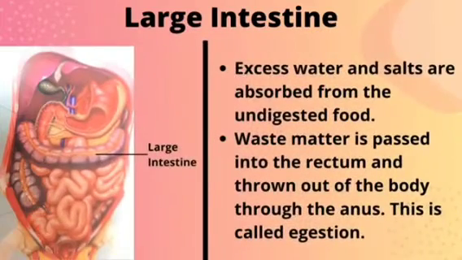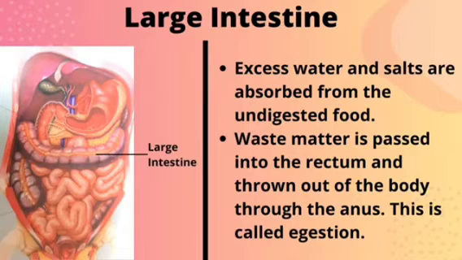Now what is the function of this large intestine? The undigested food, which is in a semi-liquid form, has entered the large intestine. So what happens here? In the large intestine, water and some salts are absorbed back into the body from the undigested food. And the remaining waste, once the water is absorbed, becomes a solid waste. This remaining waste passes into the rectum.